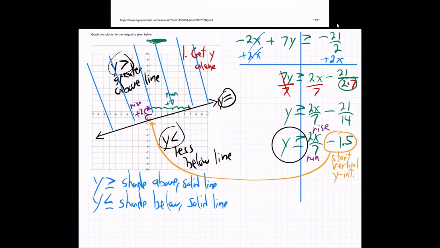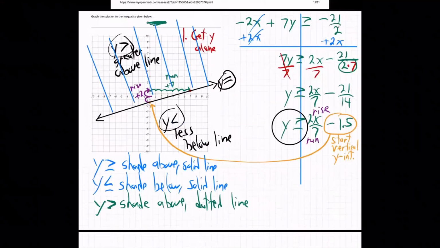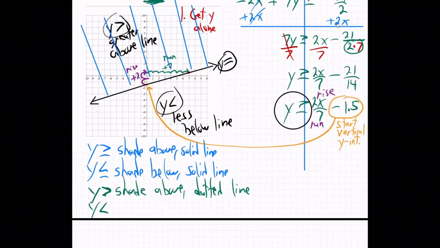Whereas if you have just y greater than, that's shade above, but it's going to be a dotted line, because you don't have the equals, the line's invisible. And the final situation you could have is y less than, and that is always shade below because less is below. And again, dotted line because you don't have the equals, you don't have the line.